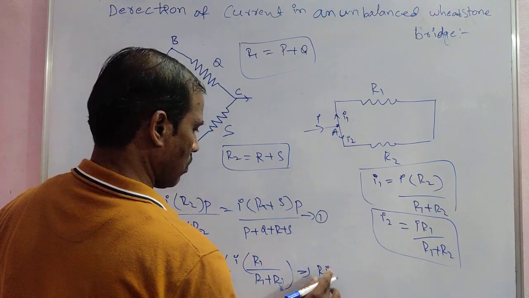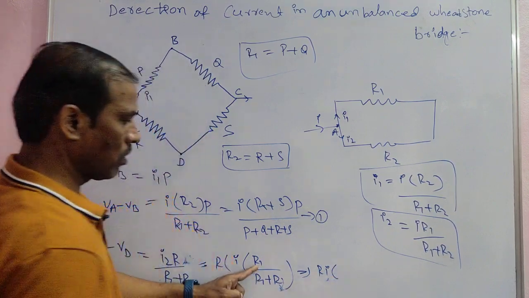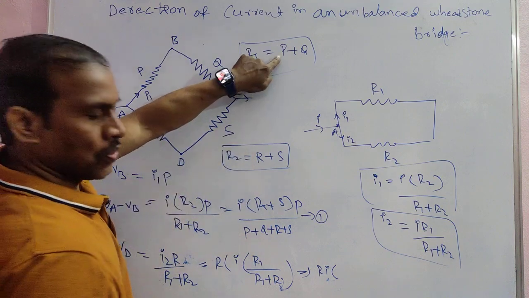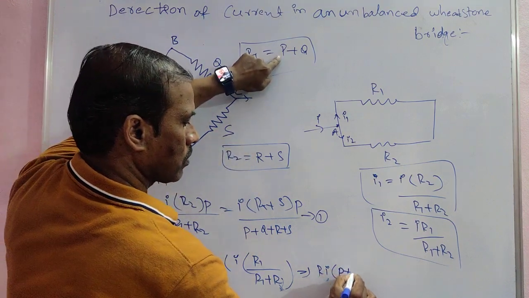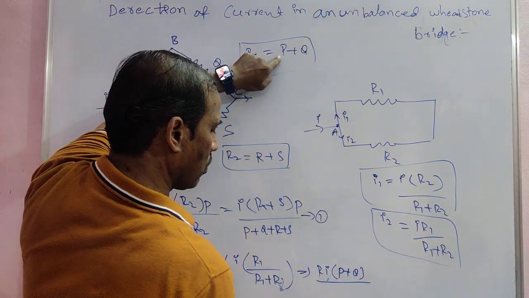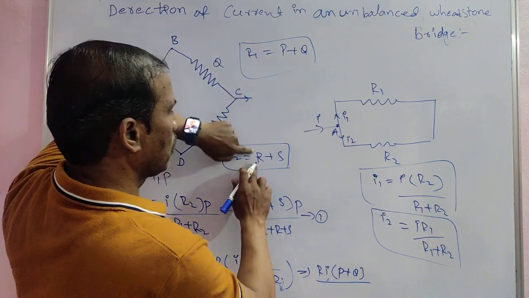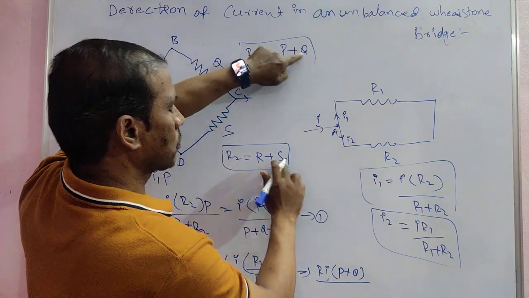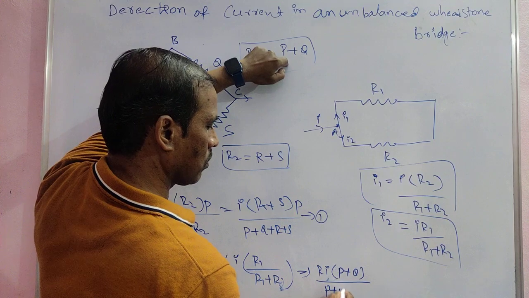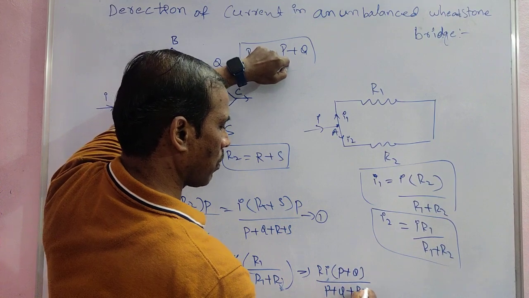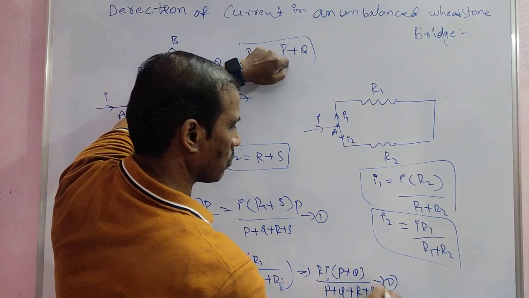So it is I into R1, which is nothing but P plus Q, by the total resistance R1 plus R2, which is P plus Q plus R plus S. This is equation 2.